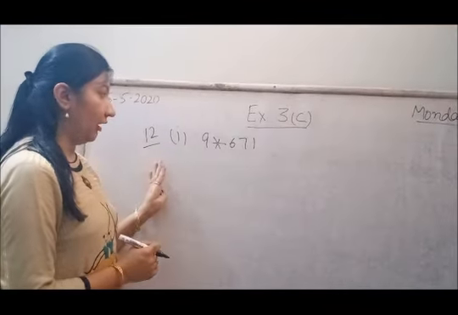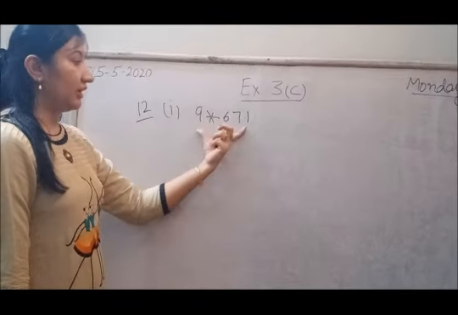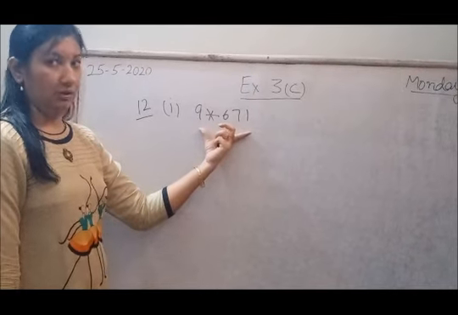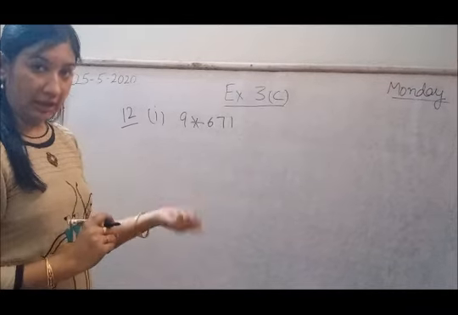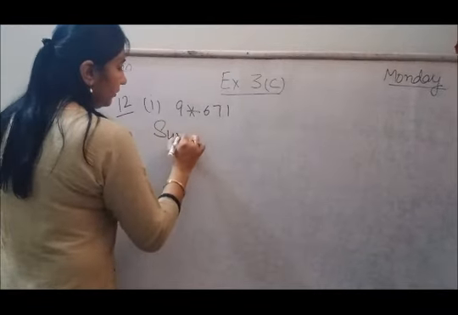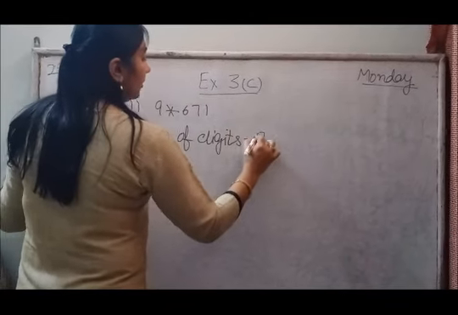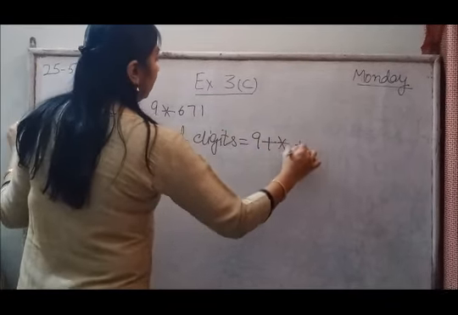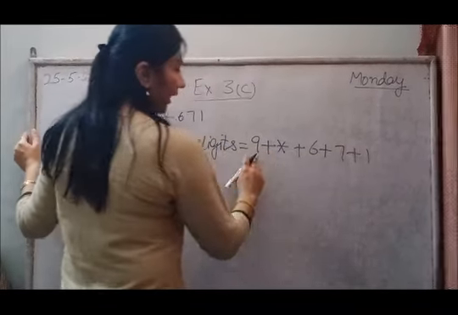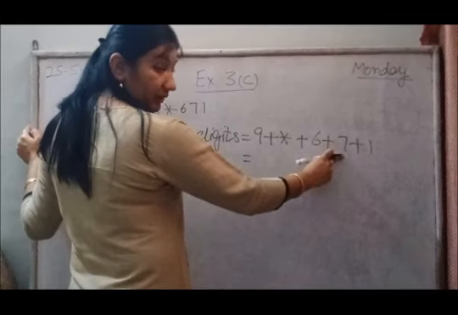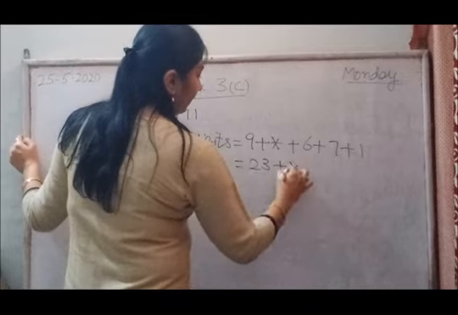Now question number 12. You have to find the smallest value of this star so that the given number is divisible by 9. What was the condition? Again, the sum of digits should be divisible by 9. We will find the sum of digits: 9 plus star plus 6 plus 7 plus 1. What will you get here? 9 plus 6 is 15, plus 7 is 22, plus 1 is 23, plus star.